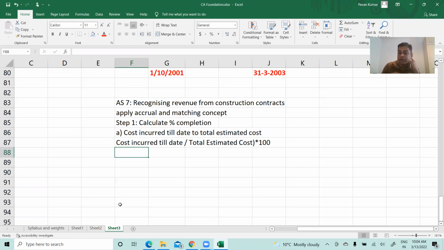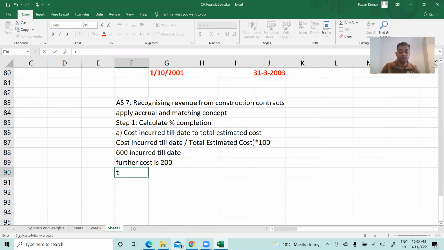Numerator is whatever I have spent till today. Denominator is total construction cost, so the denominator includes the numerator plus estimated further cost. So 600 incurred till date, further cost is 200, total cost is 800. Guys, take this data. Can you calculate and tell me the ratio? 600 divided by 600 plus 200, into 100. 75%. Correct. This is method A.